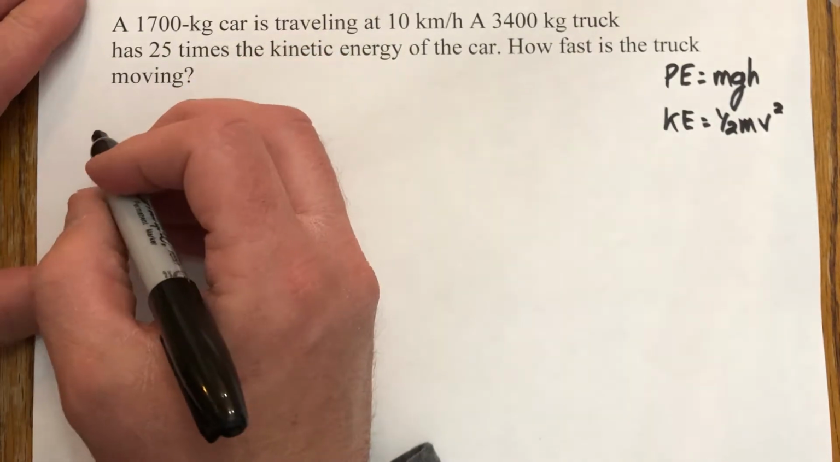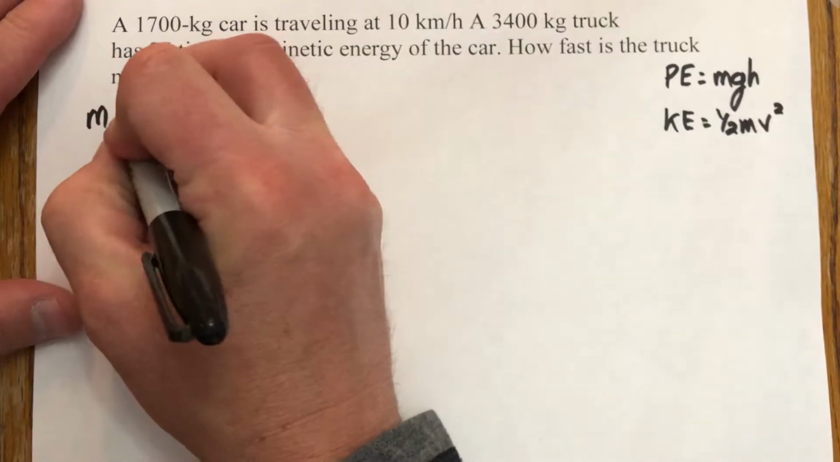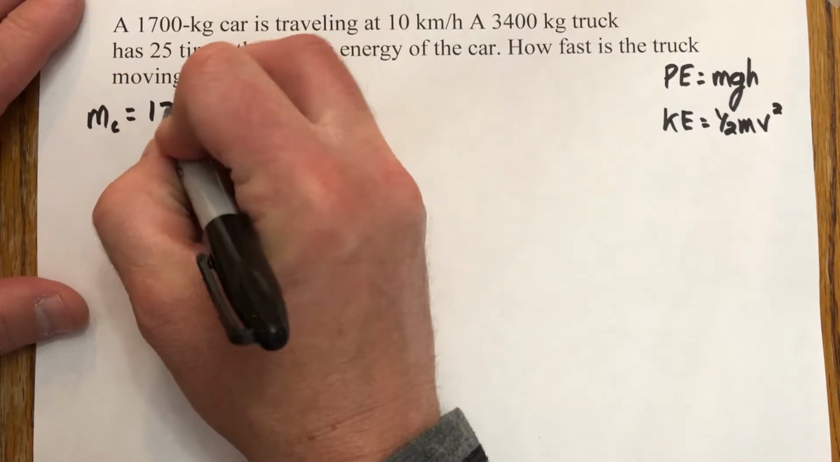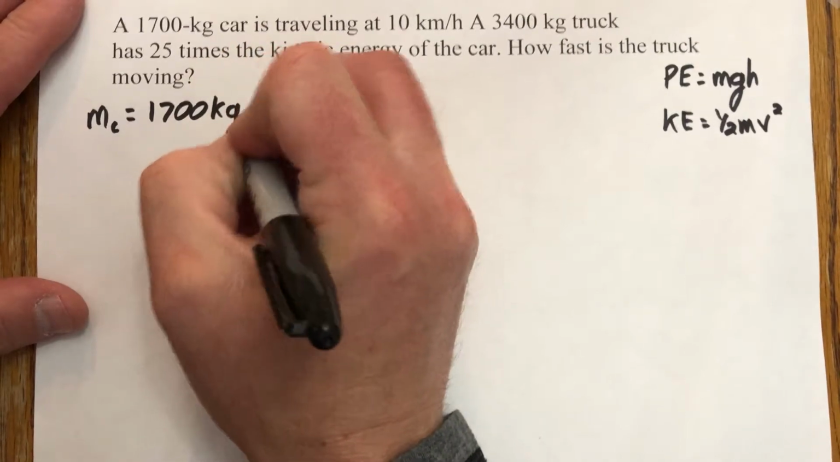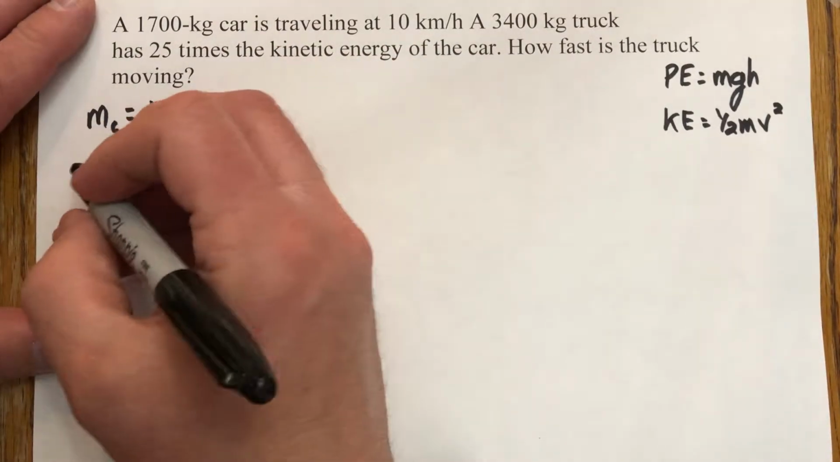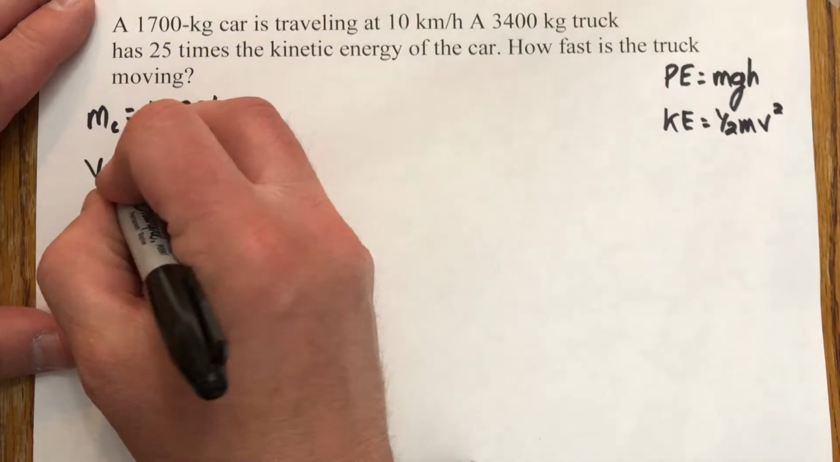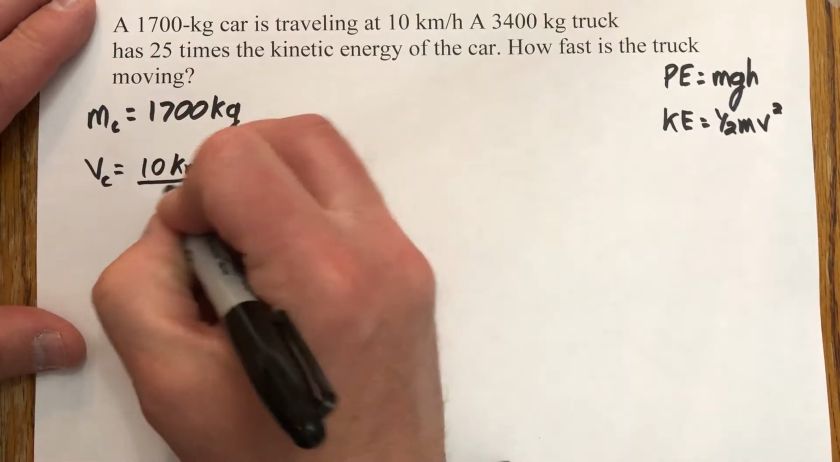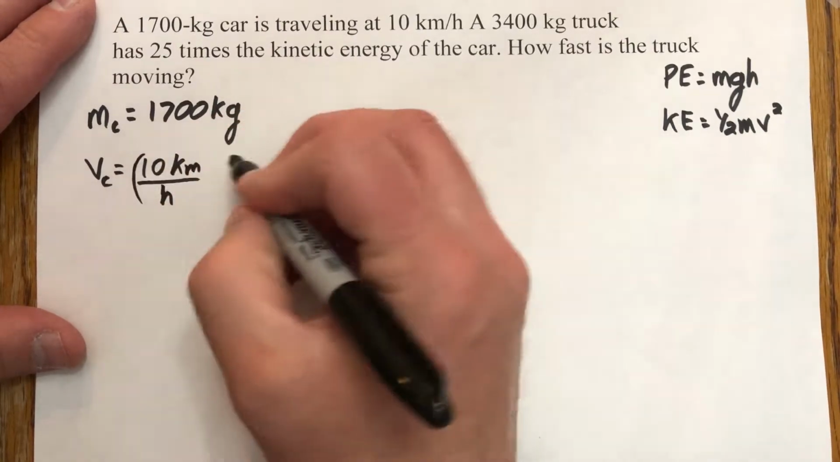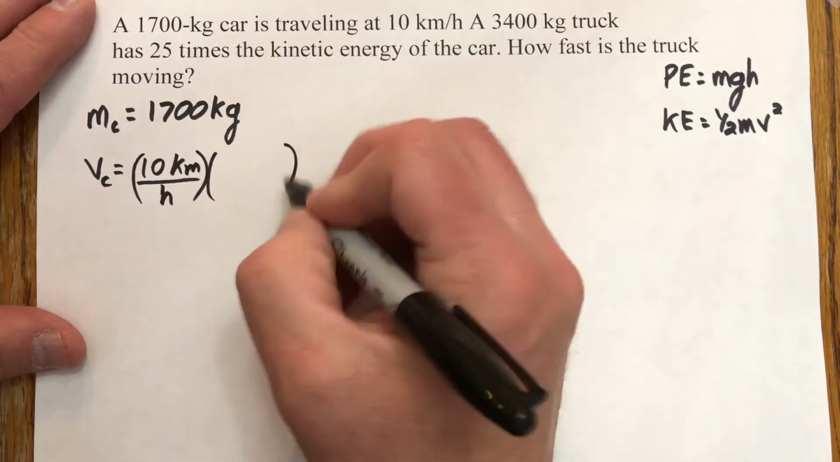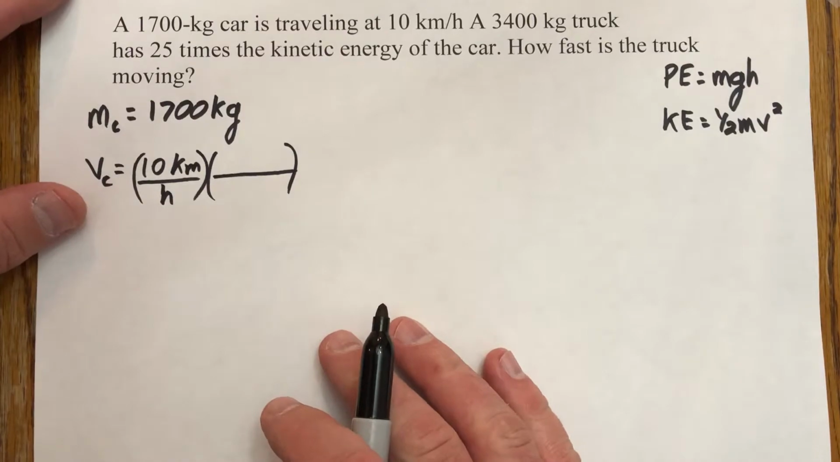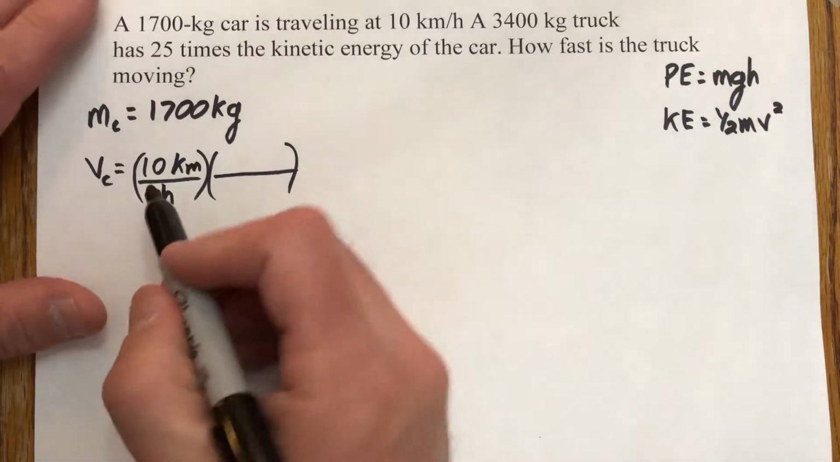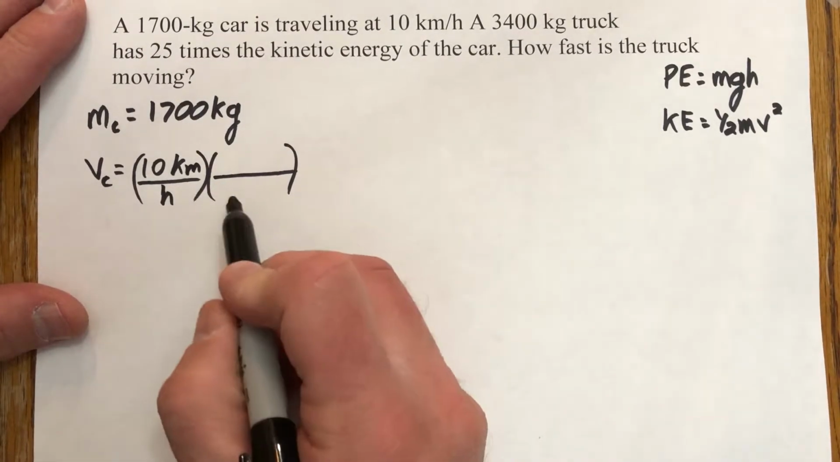A 1,700 kilogram car, so the mass of the car equals 1,700 kilograms, is traveling at 10 kilometers per hour. So the velocity of the car is 10 kilometers per hour. That's a problem. You cannot have your velocity in kilometers per hour. It has to be in meters per second. So let's change 10 kilometers per hour into meters per second.